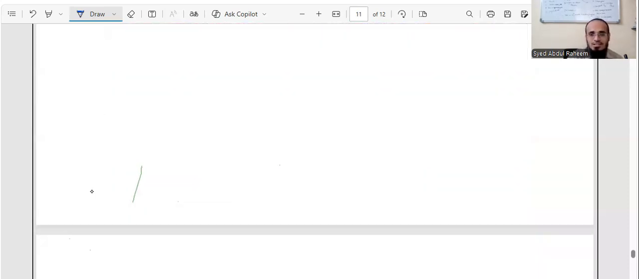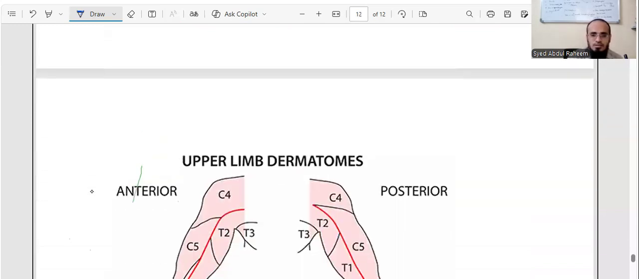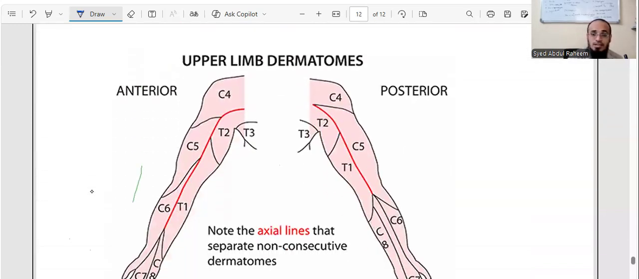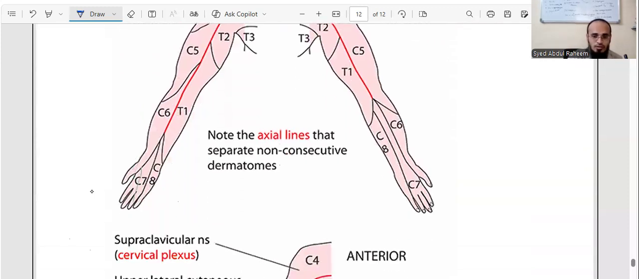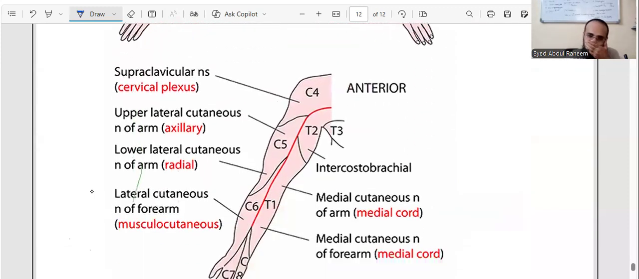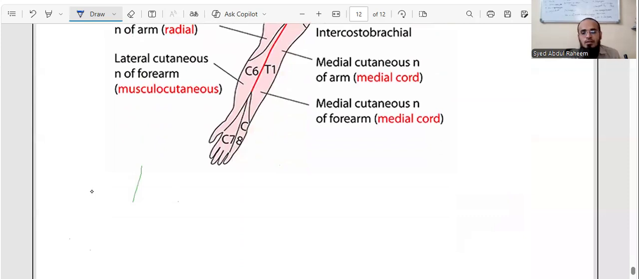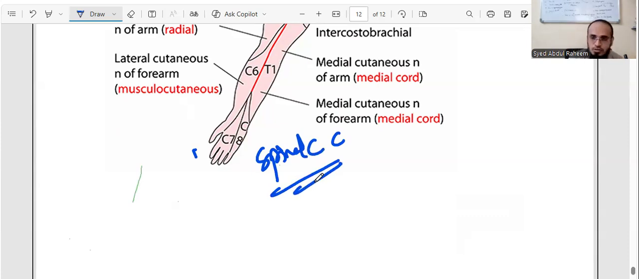So any tingling sensation, numbness, anything means there is an issue in the spinal cord. So this is all about spinal cord compression, SCC. I hope you understood.